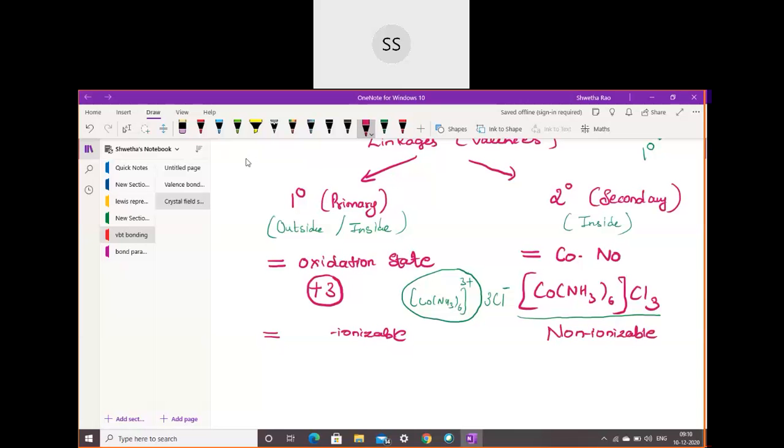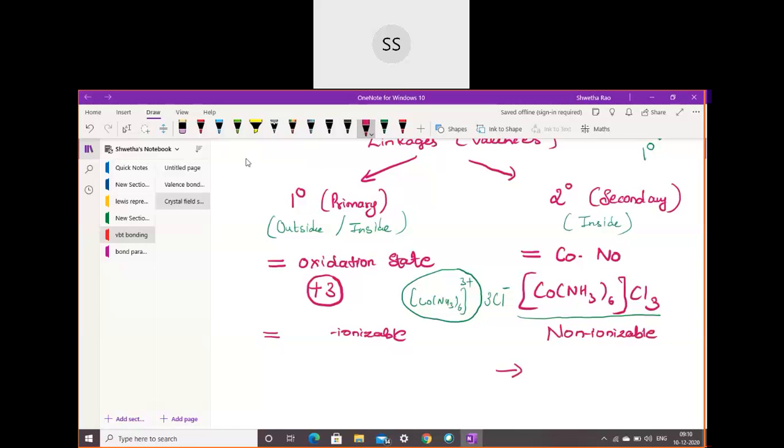So these are non-ionizable in the solution. Whereas primary valencies, you can see here, are ionizable. Most of the time the primary valencies will be ionizable, unless they are acting as a secondary valency also, then they don't get ionized. But if they are present outside, then they will be ionizable in nature. So that is the primary valencies characteristic.